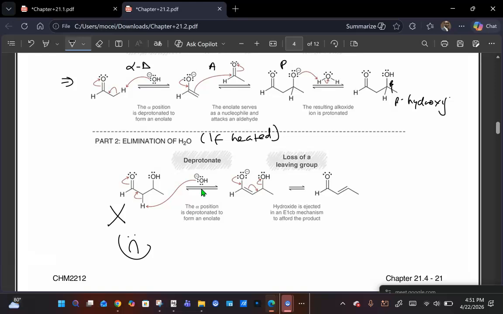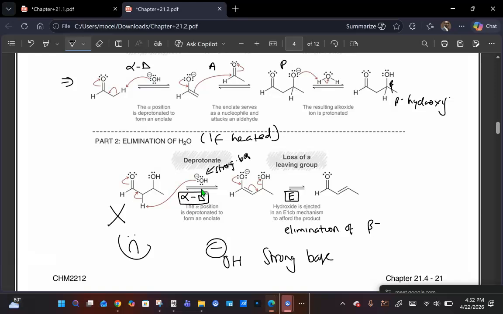So you do another alpha deprotonation, and then you do an elimination. It is because you have a strong base. OH is not a good leaving group, but because you have a strong base, the OH can leave. It will still leave, but it will not leave as OH. It will leave as water.